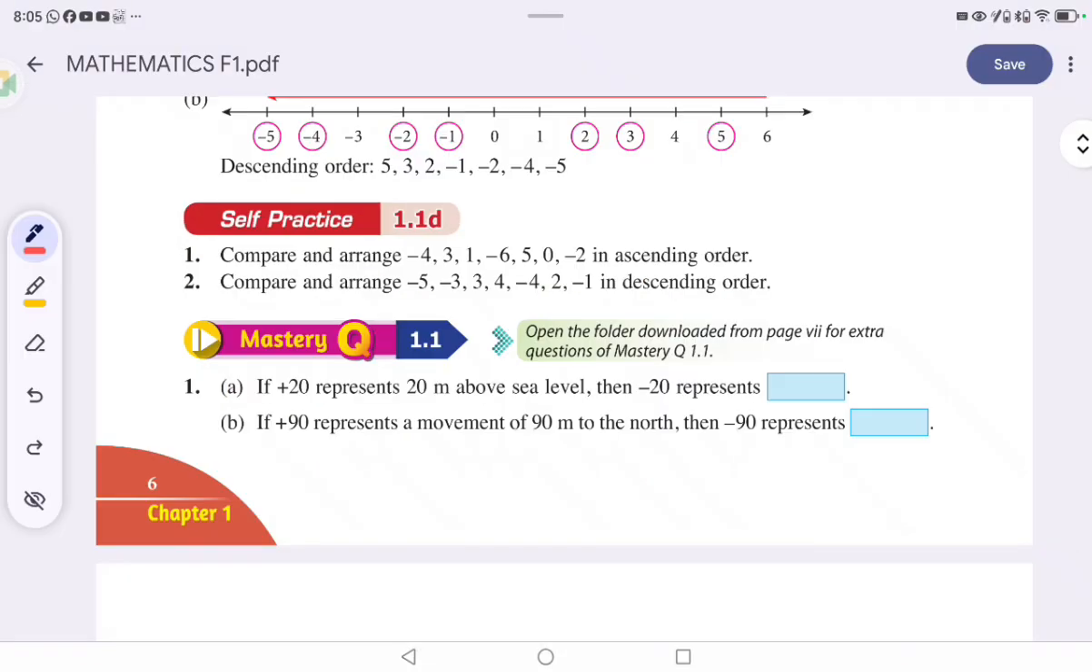1.1. If positive 20 represents 20 meter above sea level, then negative 20 represents under the sea.